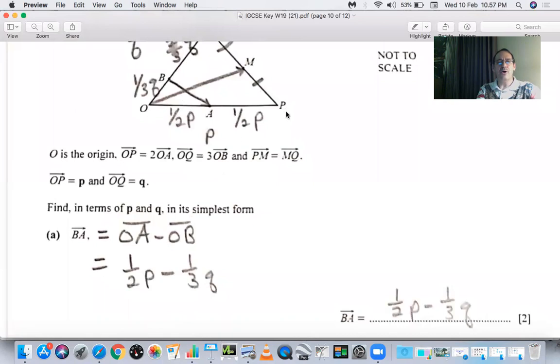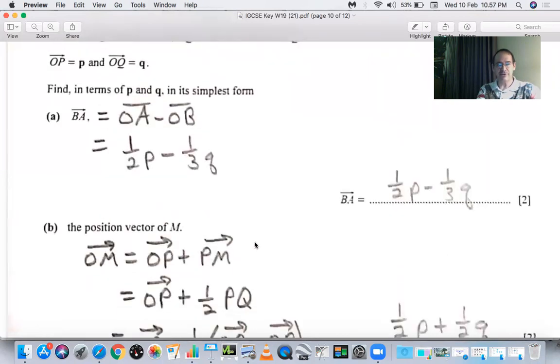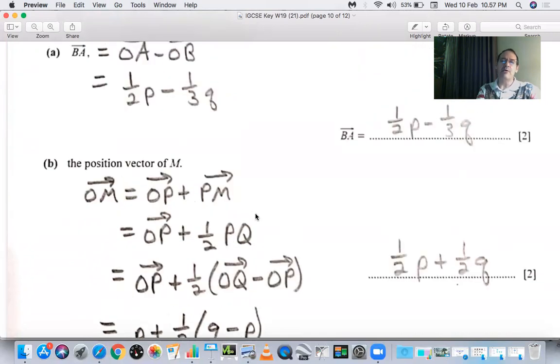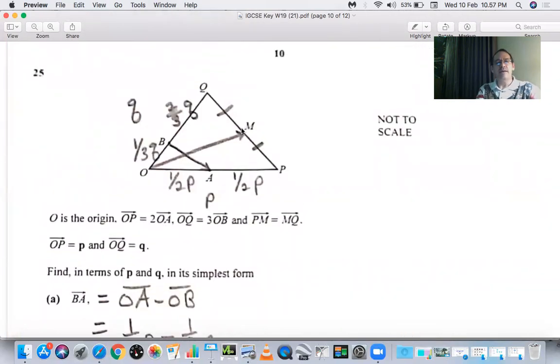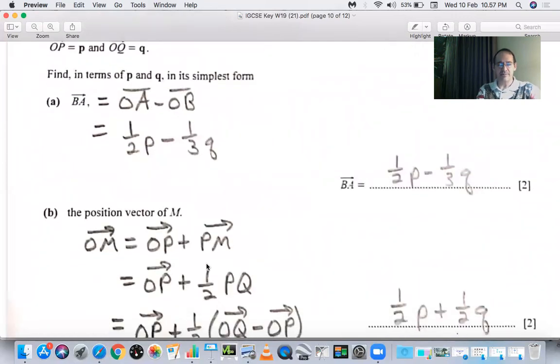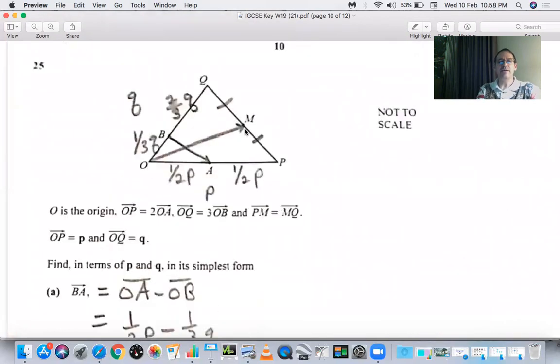Well, we have OP, which is vector P. So that part is easy. You follow it down, OP is P, that's the substitution there. That's easy. But what about PM? Well, PM is half of PQ. Okay, so we start off with that. PM is half of PQ. Well, now what is PQ? PQ is the end of this one here. From P to Q is OQ minus OP.